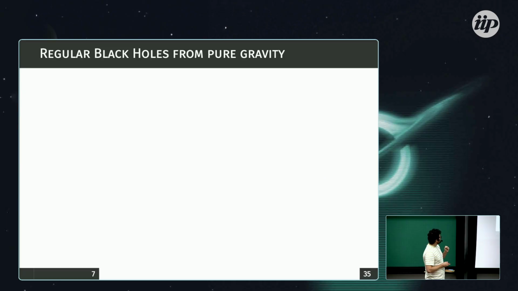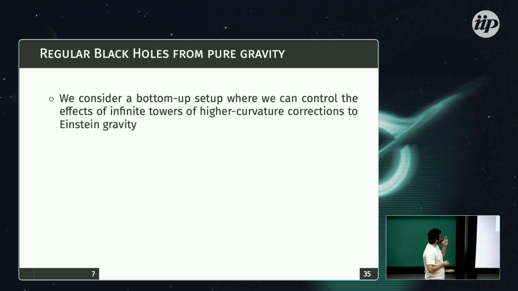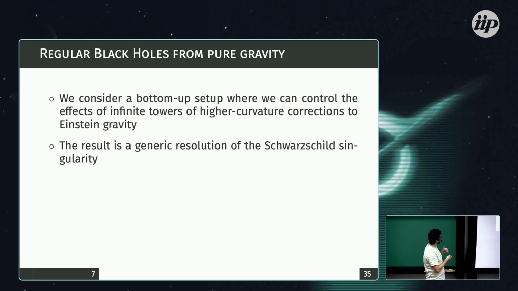So what we are going to do, and this is where I start telling you about my results, is to consider a bottom-up setup. Instead of top-down, we consider a general gravitational effective action, if you want, but we're going to select the basis of the effective action in a very particular way, okay? So we're going to select it such that we can actually control the effects of this infinite tower of terms, okay? And you will see that the result of this, so we're going to resum the terms, okay?